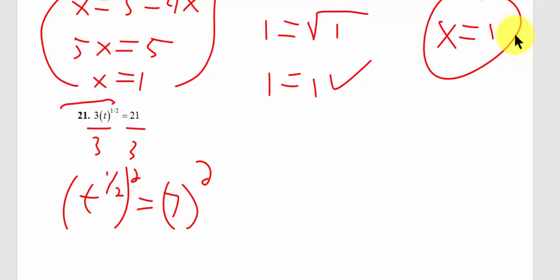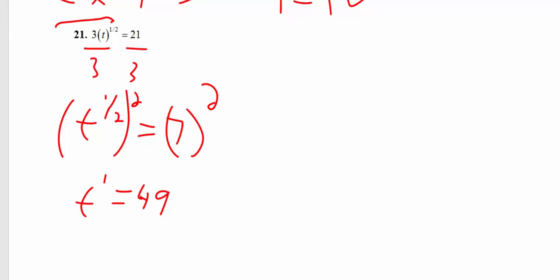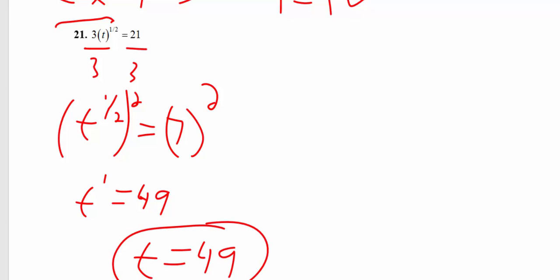isn't 2 times 1/2 the same as 1, leaving me with t to the 1 equals 49? I still square both sides, and it still looks like it's going to work out. So you're left with t equals 49. Now let's check this to see if it works out. 3 times the square root of 49 equals 21.